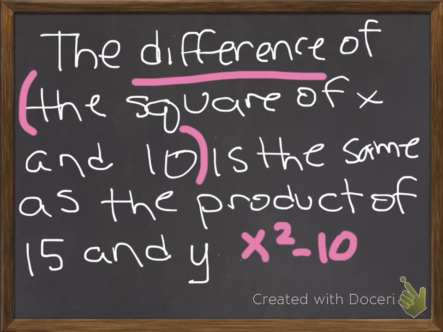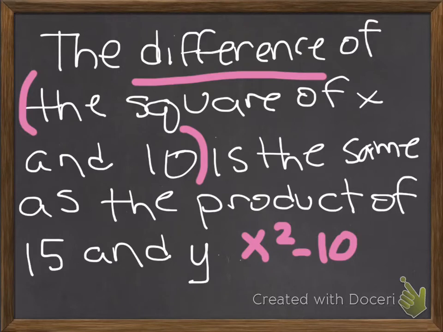Usually with subtraction you go with whatever is listed first, unless it's saying fewer than or less than, then you probably will need to go with what's listed second as your first part of your subtraction. But in this case, there's no less than or fewer than, so we're going to say x squared comes first, and then it's minus 10.